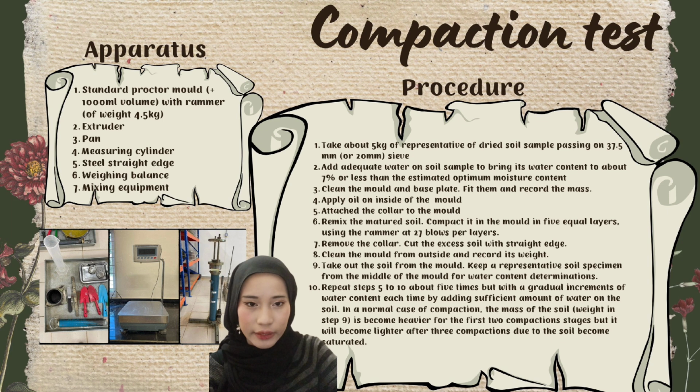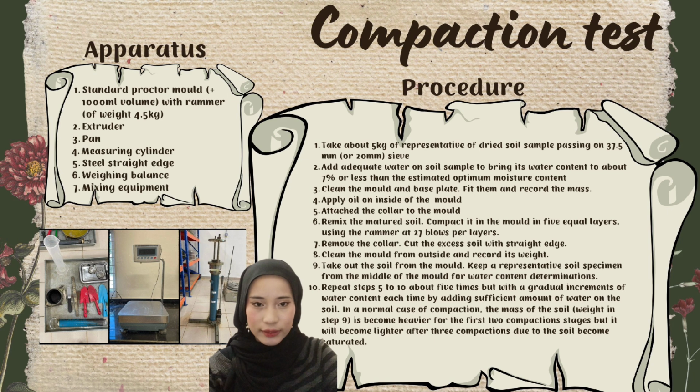Fourth, apply oil on the inside of the mold. The fifth one, attach the collar to the mold. Next, remix the soil mixture and compact it in the mold in 5 equal layers using the rammer at 27 blows per layer. Next, remove the collar and cut the excess soil with the straight edge.